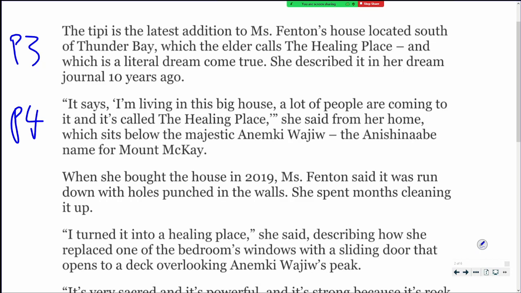When she bought the house in 2009, Miss Fenton said it was run down with holes punched in the walls. She spent months cleaning it up. "I turned it into a healing place," she said, describing how she replaced one of the bedroom windows with a sliding door that opens to a deck overlooking Anemki-Waji's peak.